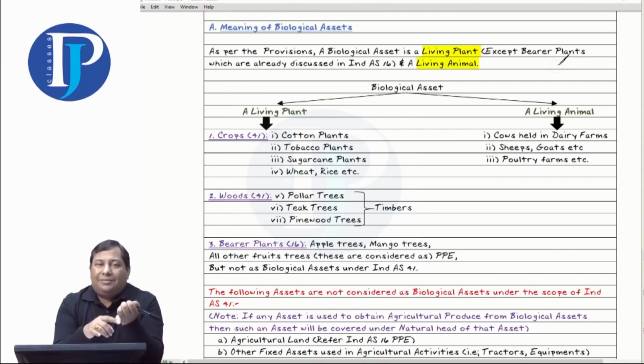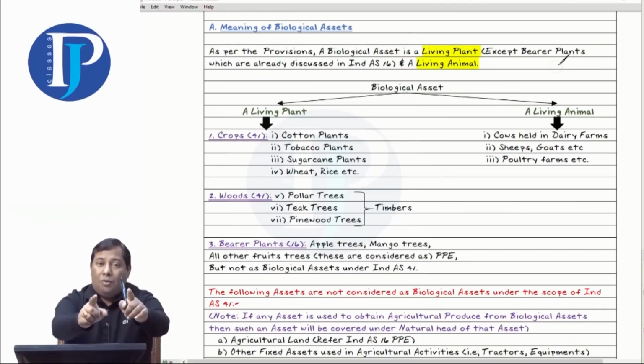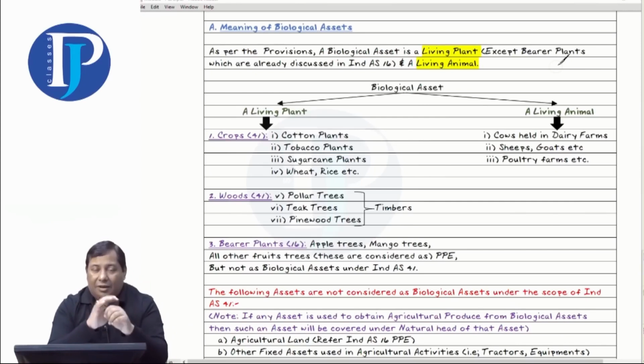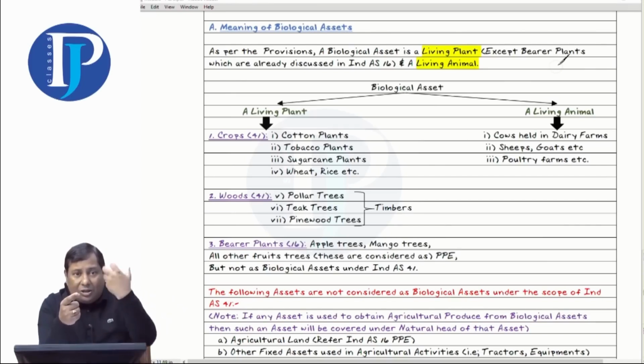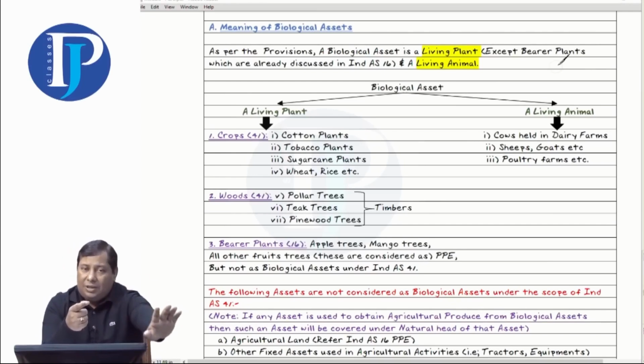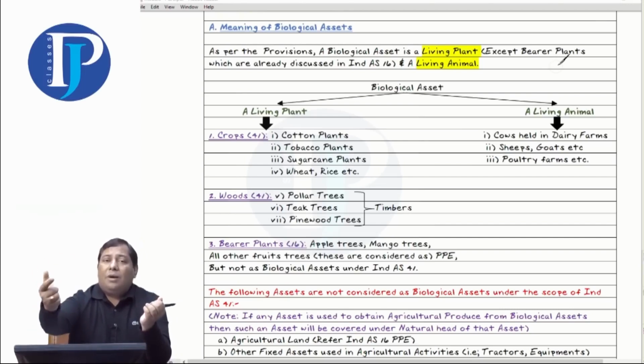that if a plant, listen to me carefully, if any plant provides you with agricultural produce, then it will be categorized as a bearer plant. If any plant itself becomes an agricultural produce, then it will be considered as a biological asset. There is a difference. If a plant itself becomes an agricultural produce, then it is your biological asset. And if any plant provides you with agricultural produce, then it is your bearer plant.